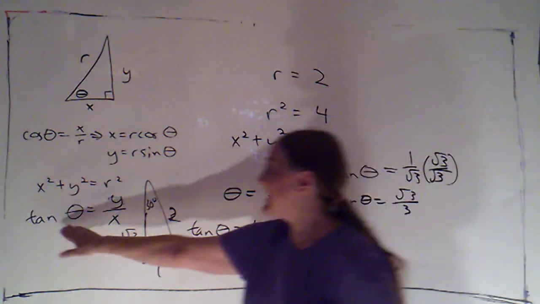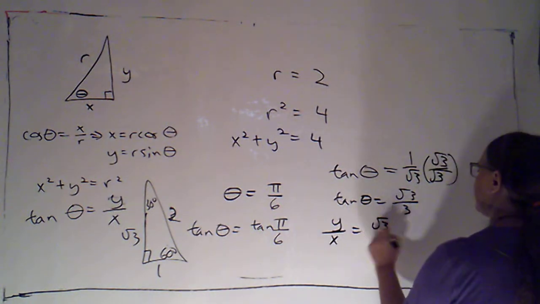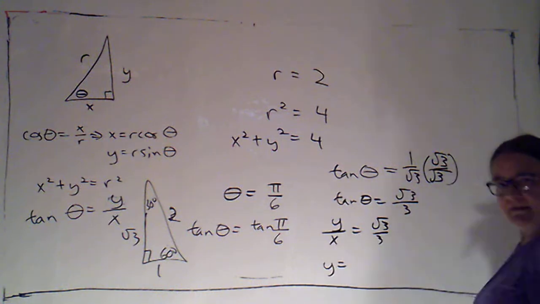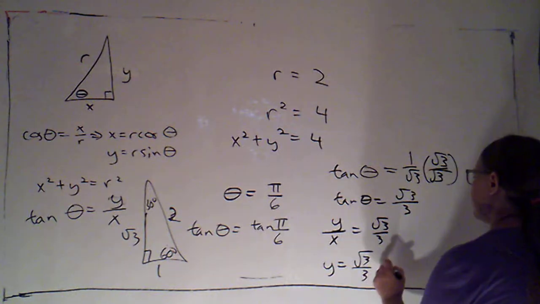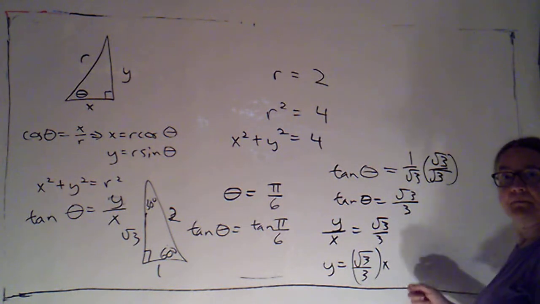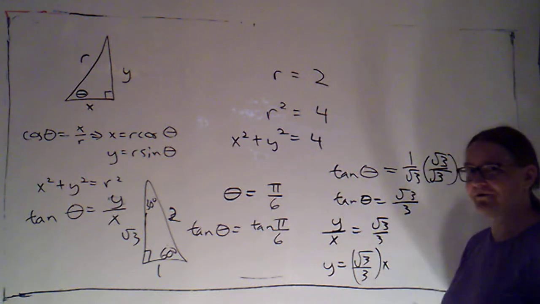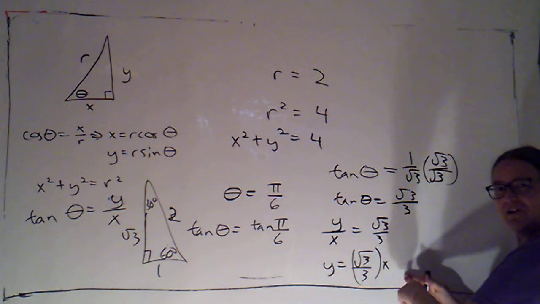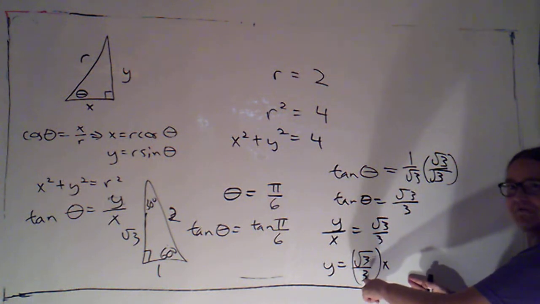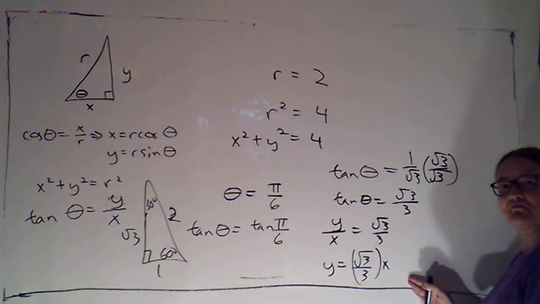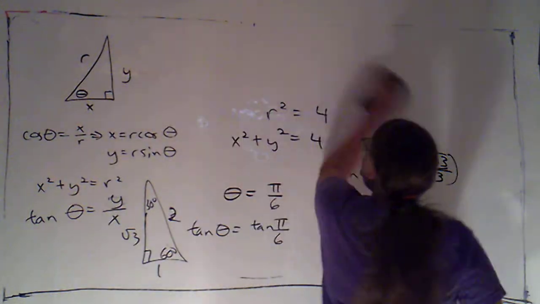But now I can replace tangent of theta with y over x. So y over x is root 3 over 3. And I'm just going to get this in standard form by multiplying over by that x. y is root 3 over 3 times x. Now that makes sense because I know that theta being constant was giving me a line through the origin. This is a line through the origin. Its slope is just that tangent, tangent of pi over 6, or root 3 over 3. Kind of cool.